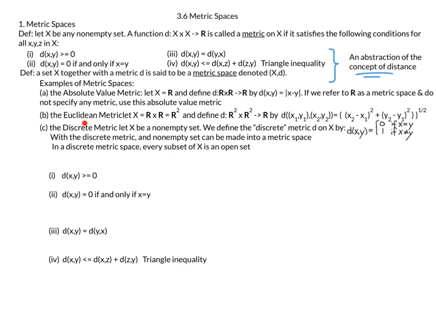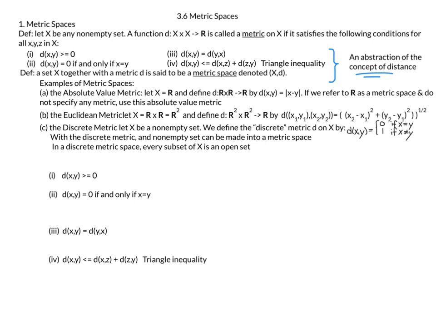And our last example is the discrete metric. And we define the discrete metric with this function here, d(x,y) is equal to 0 if x equals y, and 1 if x does not equal y. And you can see that it satisfies the four conditions because 1, it's always greater than or equal to 0, obviously, it's just 0 or 1. It's 0 if and only if x equals y, by definition. You can see the rest.